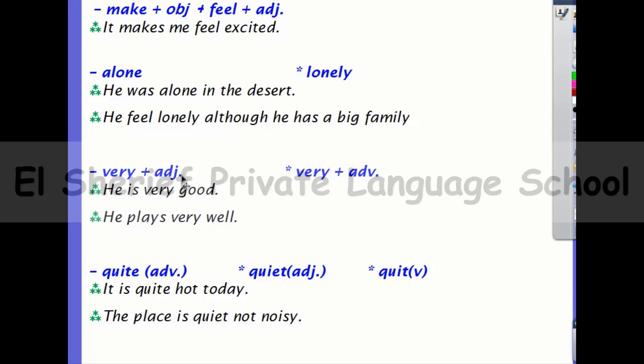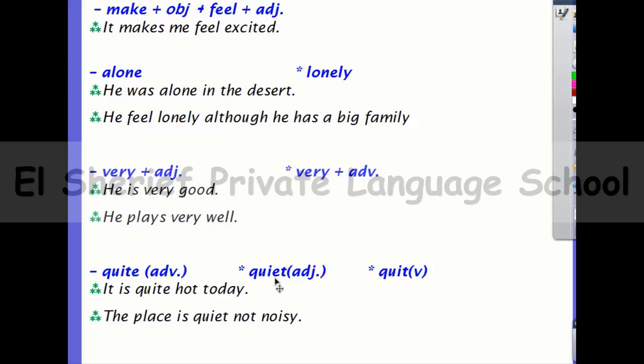Very plus adjective or very plus adverb. Number 1, he is very good. Good is an adjective. And number 2, he plays very well. Well is an adverb.